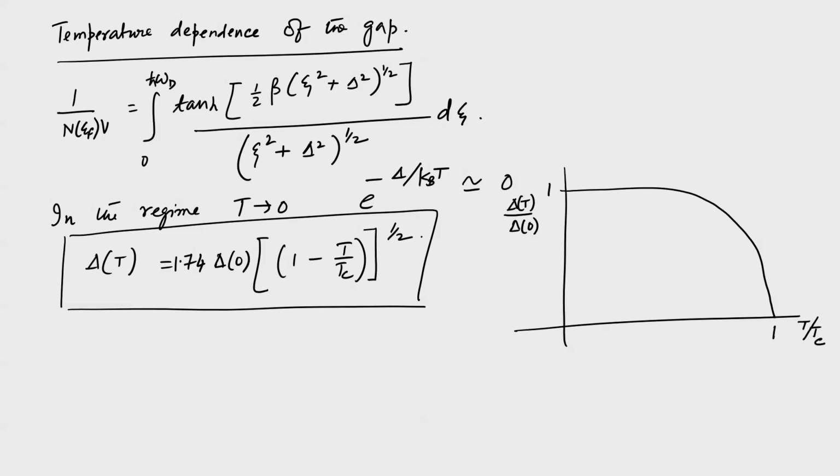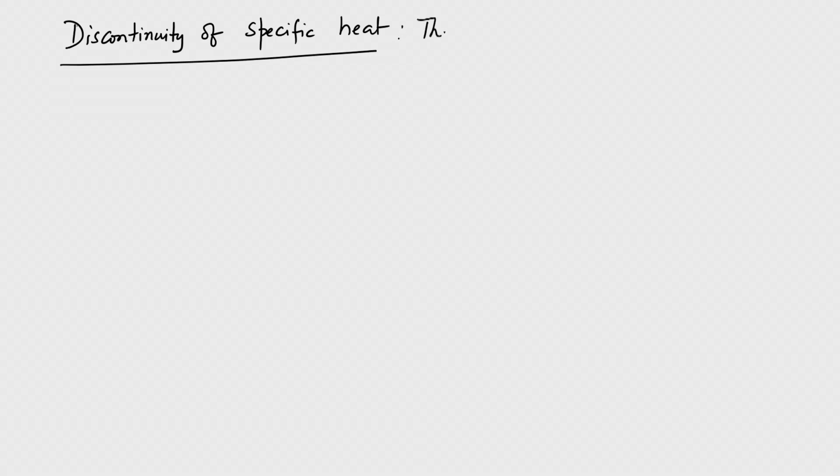So, these are all needed in order for us to understand how the specific heat discontinuity can be computed. So, before we go on to computing the discontinuity of specific heat from the results of the BCS theory, let us look at the thermodynamics. So, we will still call it a discontinuity of specific heat, and so this is thermodynamic considerations.